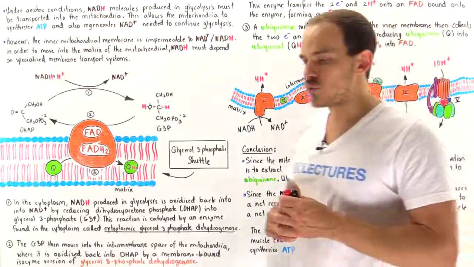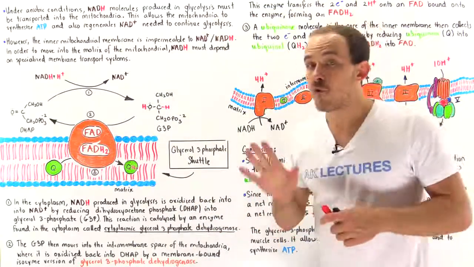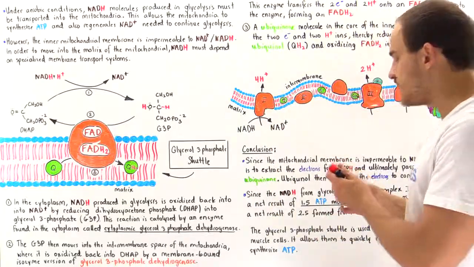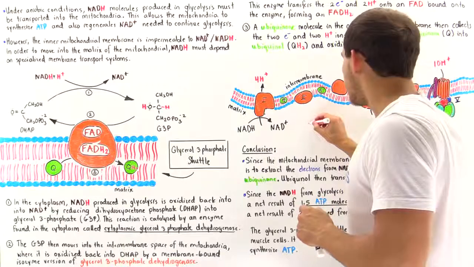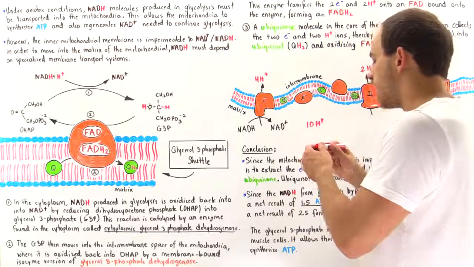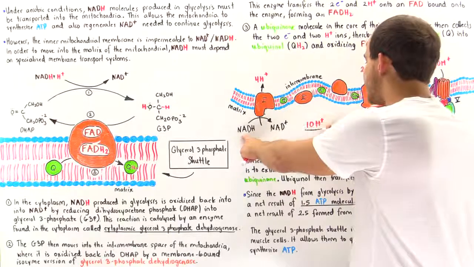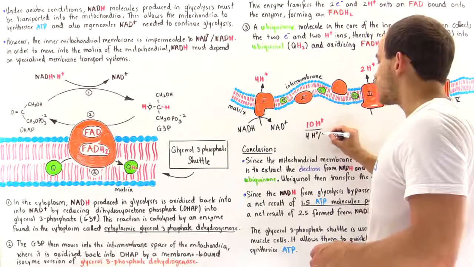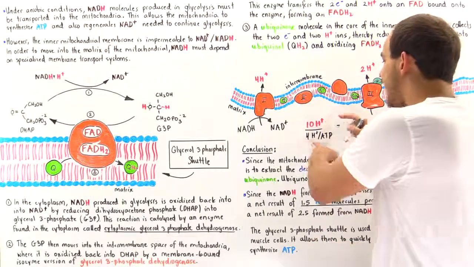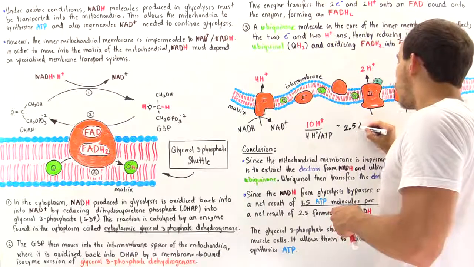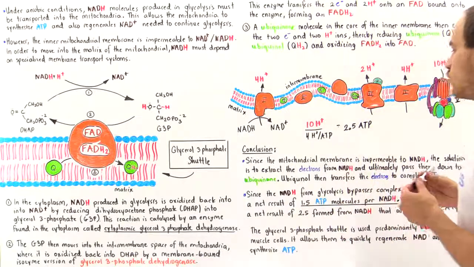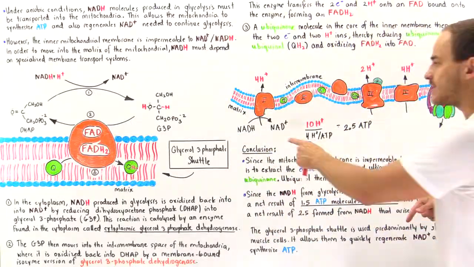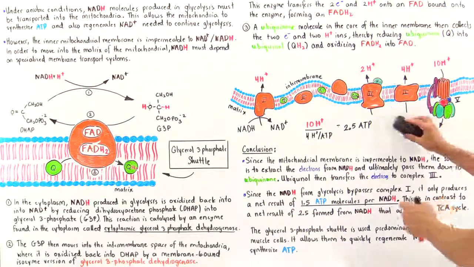Now, these 10 protons then move via complex 5, also known as ATP synthase, to actually generate those ATP molecules. And recall from the previous discussion, 4 protons are needed to generate a single ATP molecule. And so we see that we have a total of 10 H+ ions pumped into the intermembrane space by this NADH produced in the citric acid cycle. We need 4 H+ ions to generate a single ATP molecule. And so we divide these numbers, and we get a value of 2.5 ATP molecules generated when a single NADH produced by the citric acid cycle is oxidized into NAD+ by the electron transport chain.